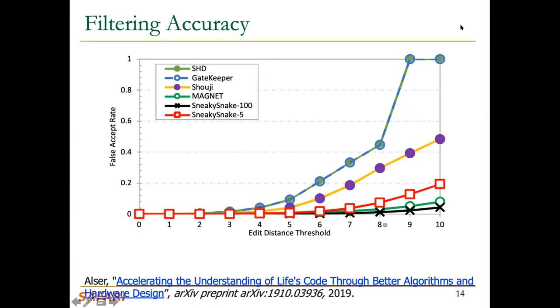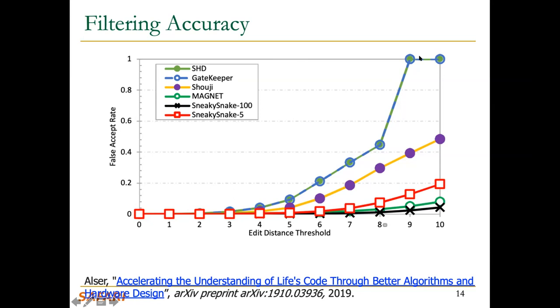All right, so given that you already see Gatekeeper, Shouji, Magnet, and now SneakySnake, you can get a clear idea on the accuracy, hopefully. In SneakySnake, we don't have any dependencies. We don't have a domination with the zeros as we have in Gatekeeper and Magnet as well. So you can see SneakySnake performs the best, even better than Magnet. You can see the black plot over there. This is SneakySnake, and the light green one is Magnet. The dark green over here is SHD, then Gatekeeper overlaps with that.